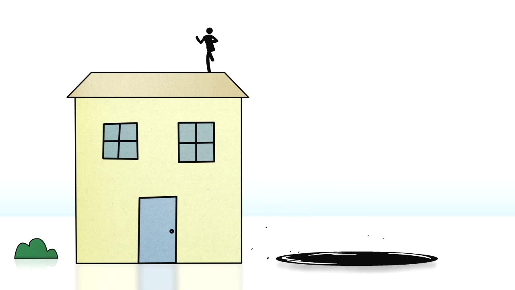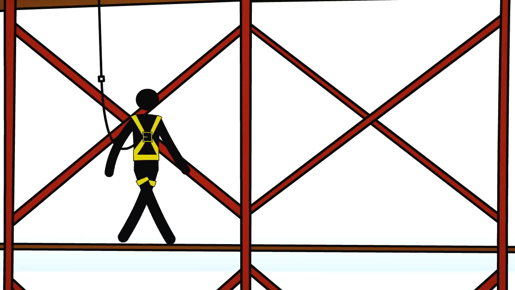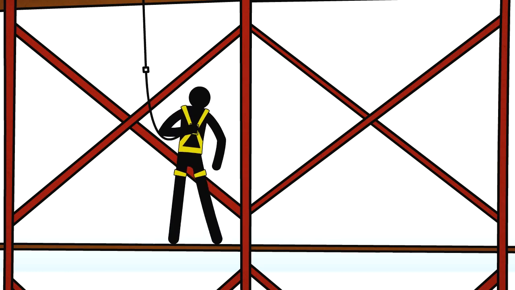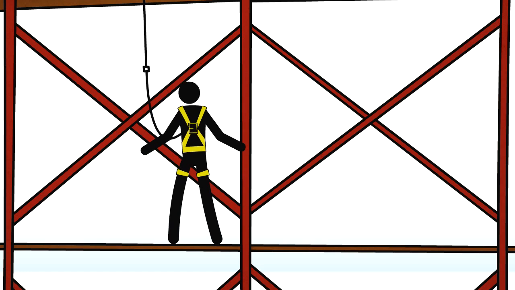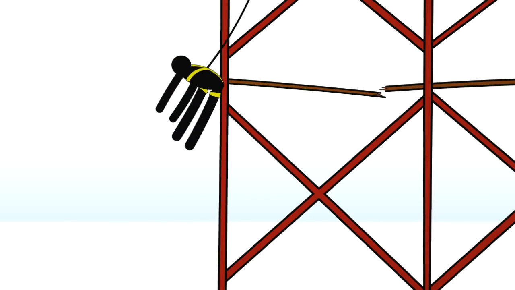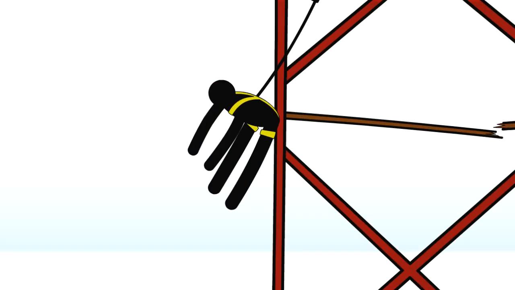Common tools used for fall protection are guardrails, harnesses, and scaffolding. For scaffolding, the plank should be at least 2 inches thick and 10 inches wide. Anything less won't cut it. Okay, I think they get it.